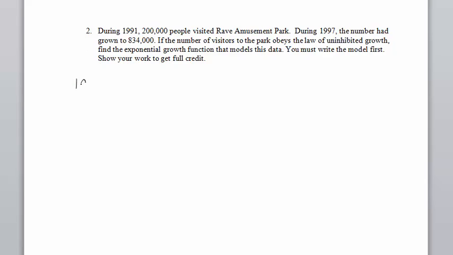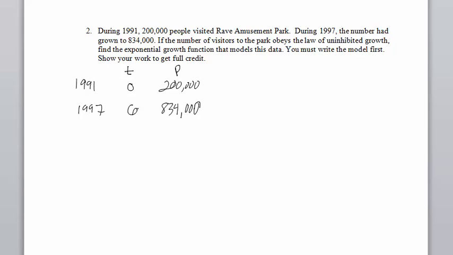In 1991, there was 200,000. And in 1997, there was 834,000. Now, typically, what we do here is let our model start the first piece of data that is given. That is, we'll let t be 0, not 1991, when the amount or population is 200,000.